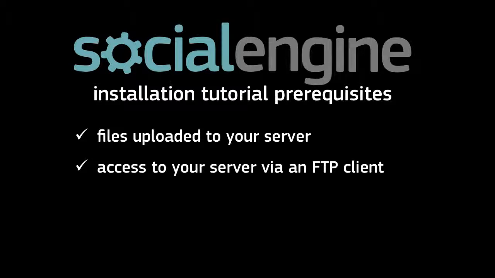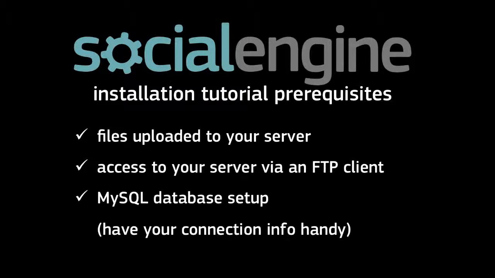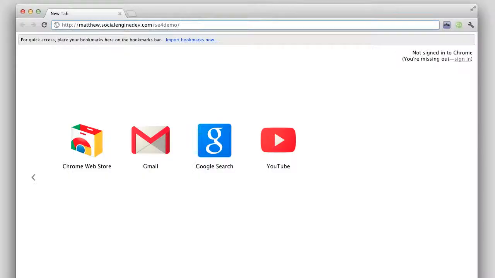Also, and very importantly, you should have already created a MySQL database that will be used exclusively by SocialEngine, so please have your MySQL hostname, username, password, and database name handy, as you'll need them later. If you're installing a trial version of SocialEngine, you'll also need to upload the license.txt file to your SocialEngine's root directory.